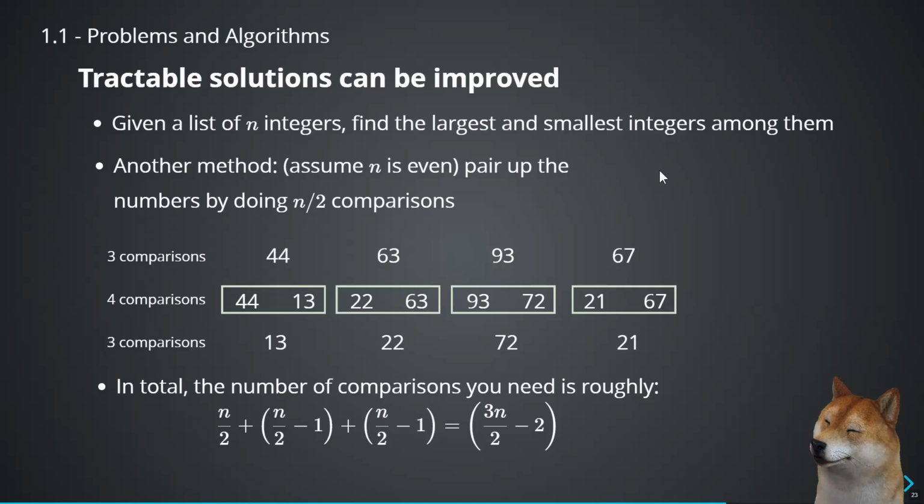So if n is larger, the difference is going to be bigger, because before we were doing 2n minus 2 comparisons. Now we're doing 3n over 2 minus 2 comparisons. Like this is 3 over 2, like 1.5n minus 2, as opposed to 2n minus 2. So as n increases, the number of comparisons you're doing is much less and less, right?